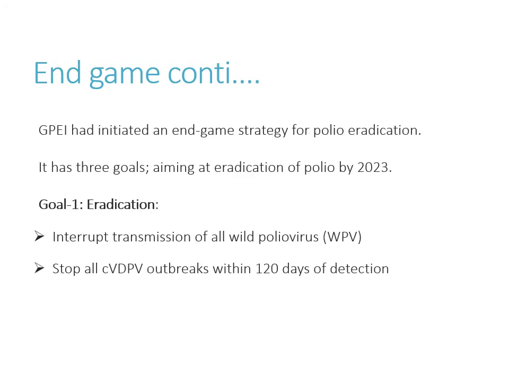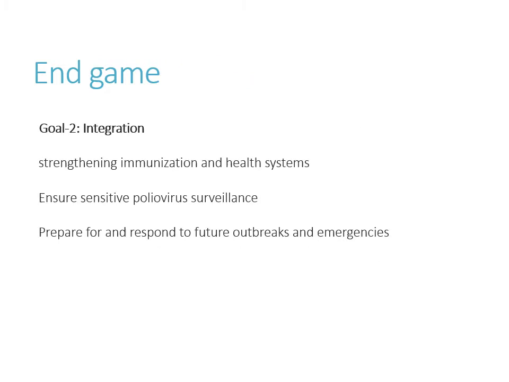Now this strategy had a few goals. One goal is eradication, that is, interrupting the transmission of all wild poliovirus. So we have to detect it and break the chain so that it cannot spread to other children. Stop all circulating vaccine-derived poliomyelitis. Any case of poliomyelitis which has originated from the vaccine, we have to stop that outbreak within 120 days of detection.